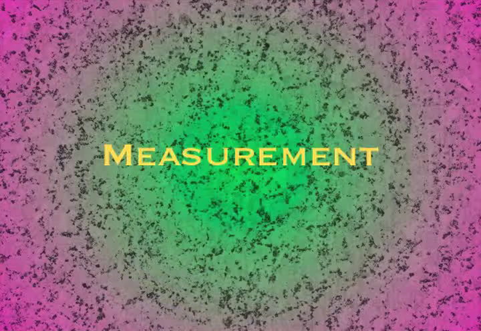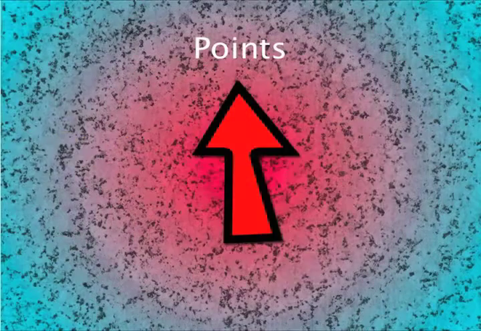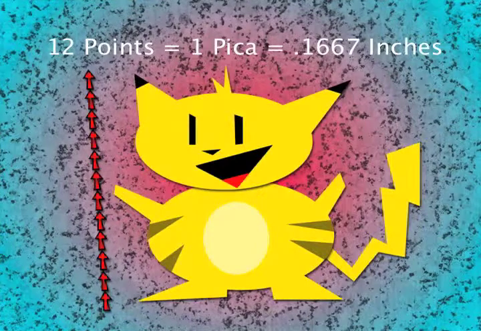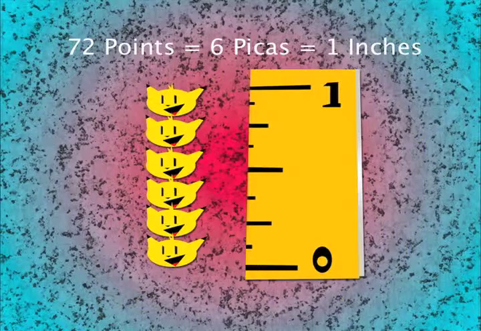Okay, I got it. Measurement. The smallest unit of measurement in type is known as a point. A point is only 0.0138 inches tall. If you stack up 12 points, you get a pica, which is 1/6 of an inch tall. 6 picas altogether add up to 72 points, or 1 inch. So if you want to type with 1-inch letters, just set your height to 72 points.